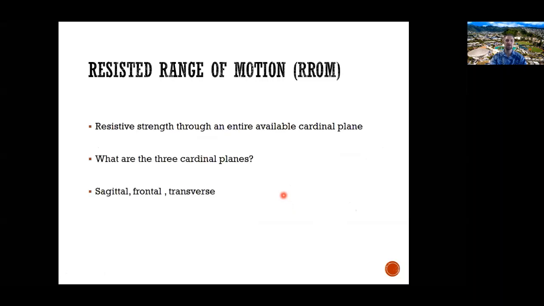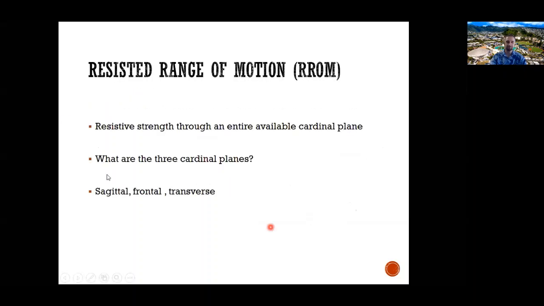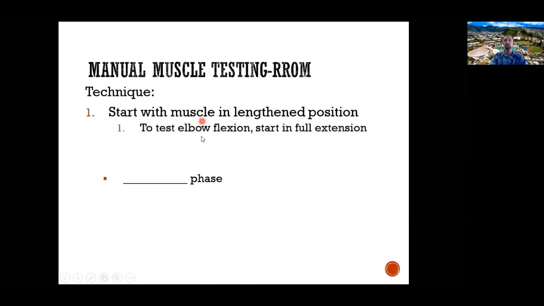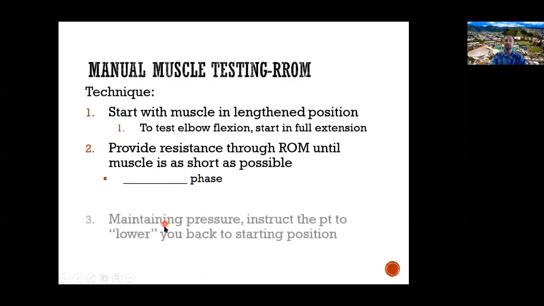Sorry, this is a little bit of review. So we talked through this already. So remember, resisted range of motion, RROM, is through the entire cardinal plane, sagittal, frontal, and transverse. And then we kind of talked through this already, right? So for resisted range of motion, you always start lengthened. So the example I gave, we're going to test the elbow flexors. You start in extension, and then you test the concentric phase first. And then in the lowering part, the muscle is lengthening, but still developing tension. So that's eccentric.